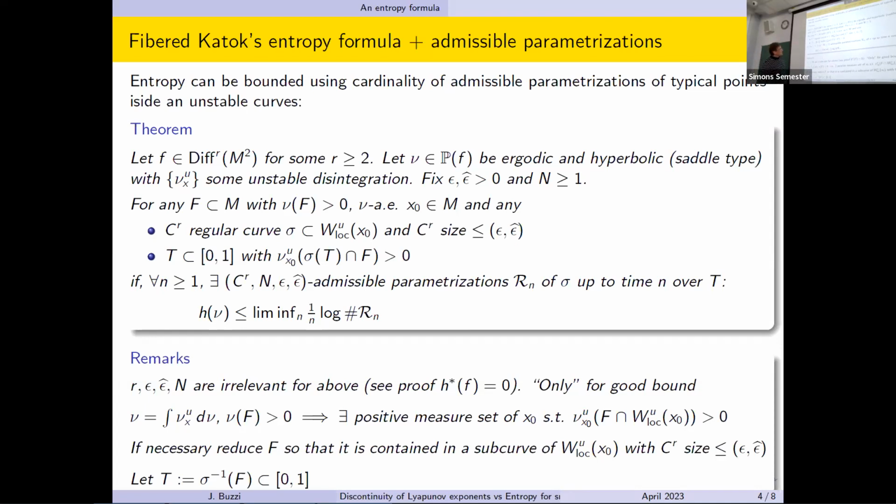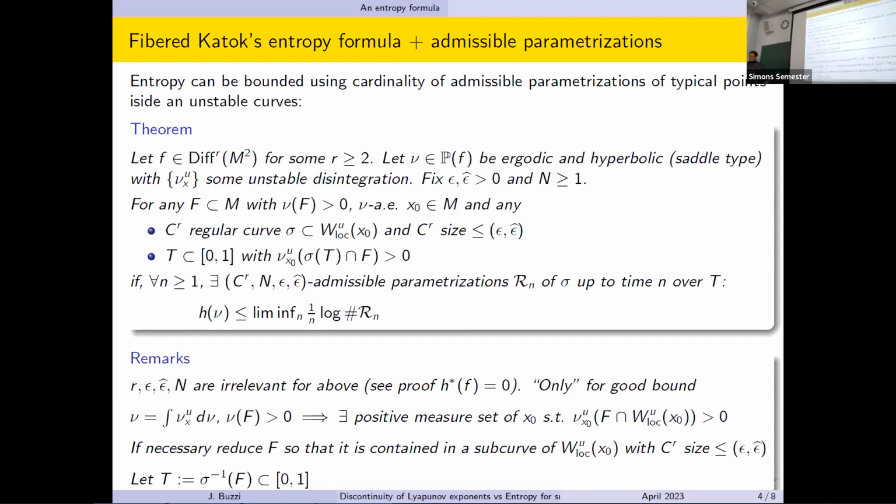So you take the distance between them, or... Yeah, there are various ways to prove it. I want to count with scales. Can I do it in any dimension, or is it important that it's a surface? No, here it's important that the unstable manifold has dimension 1. This is why we are talking about curves.